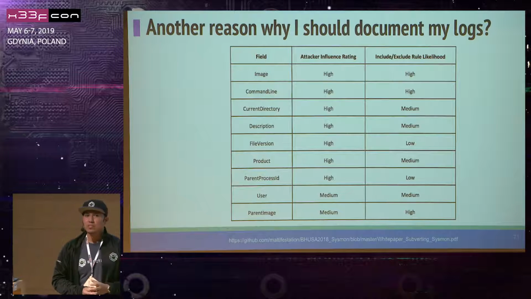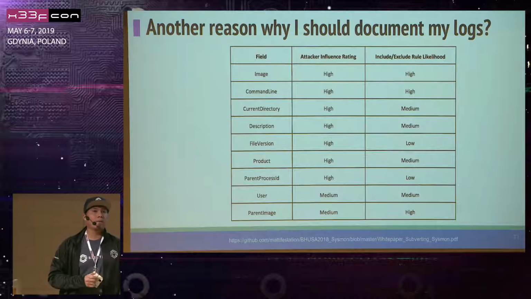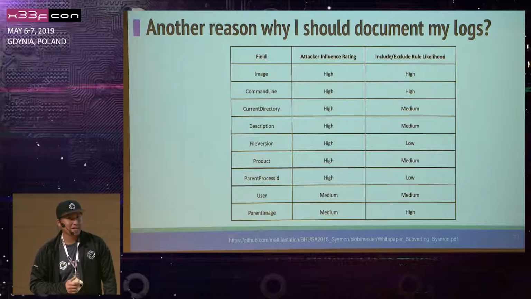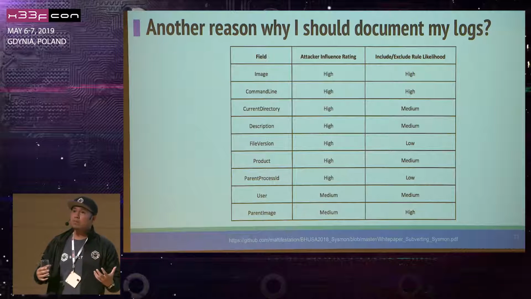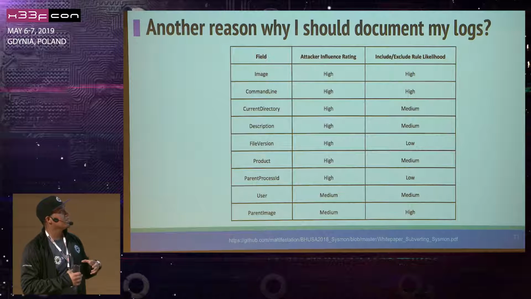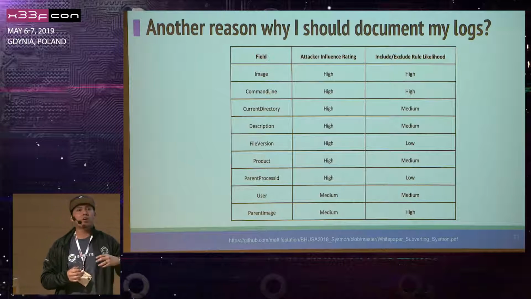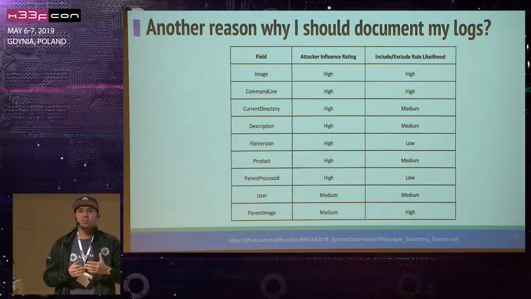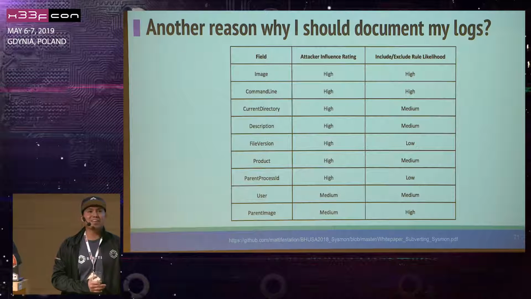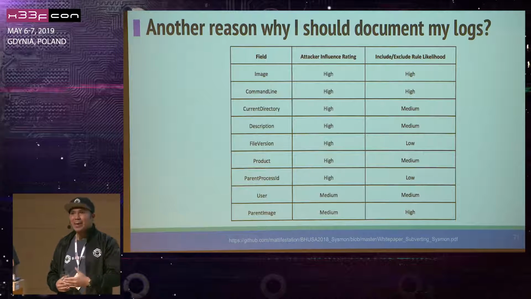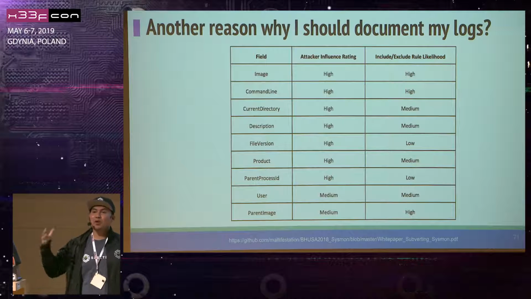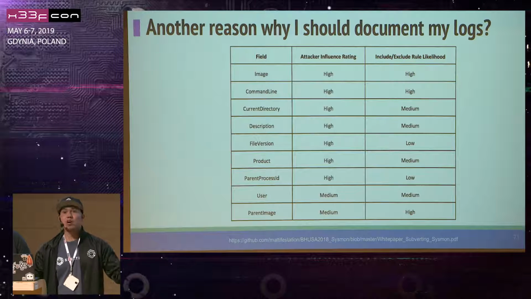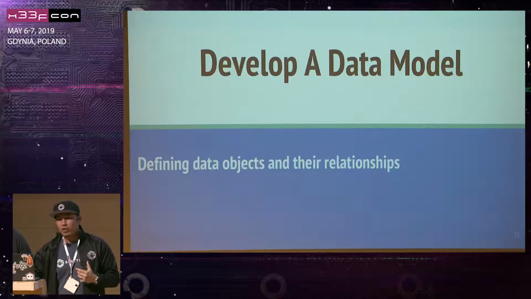Another reason why you should be doing this, especially from the red team perspective: my colleagues Matt Graeber and Lee Christensen, in their presentation at Black Hat last year, talked about documenting Sysmon, for example. Which specific fields have a higher attack influence rating? Which fields can they manipulate, or easily touch and change? Well, they have to build data dictionaries to understand that. So if a red teamer is doing it, why isn't a blue teamer doing it as well? In general, we all need to be doing data dictionaries for the data that we collect and generate, so it goes for both sides. Next step, we're going to develop a data model.